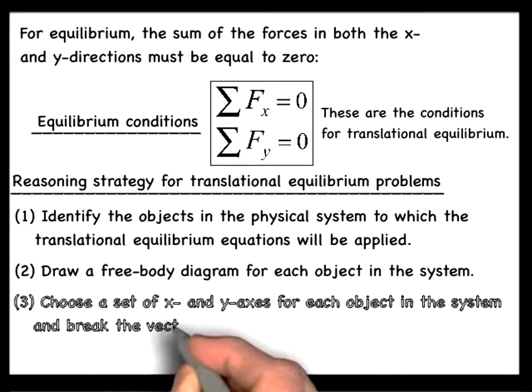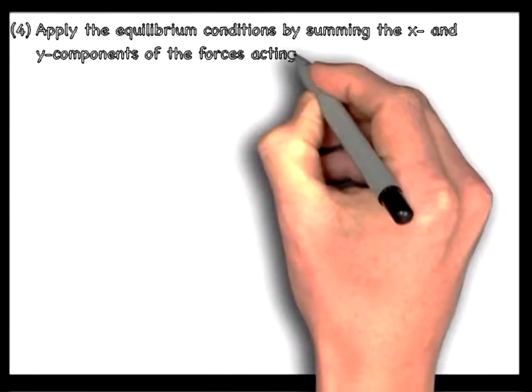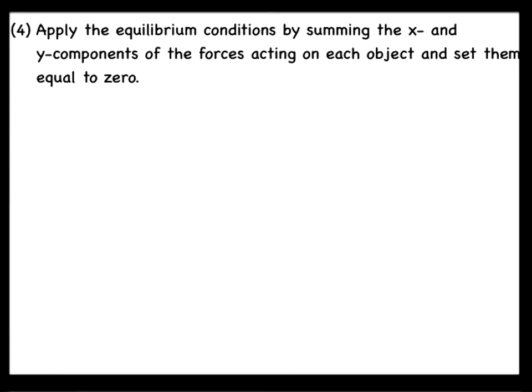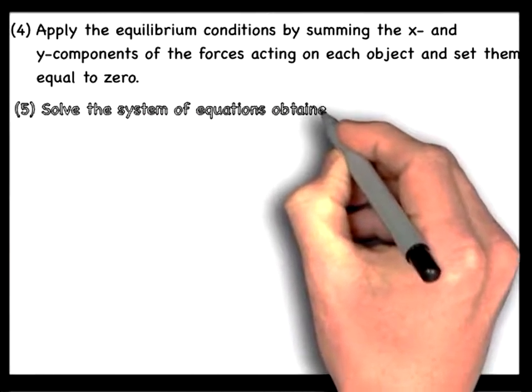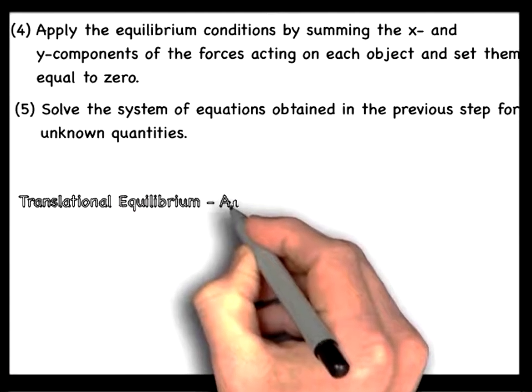Step 3. Choose a set of x and y axes for each object in the system and break the vectors in the free body diagram down into their x and y components. Step 4. Apply the equilibrium conditions by summing the x and y components of the forces on each object and set them equal to zero. And the final step, solve the system of equations obtained in the previous step for unknown quantities. The example below illustrates how these steps are followed.